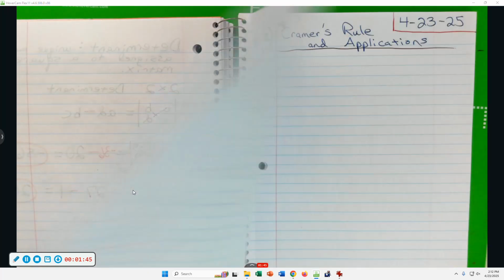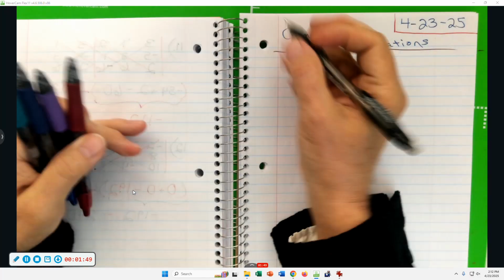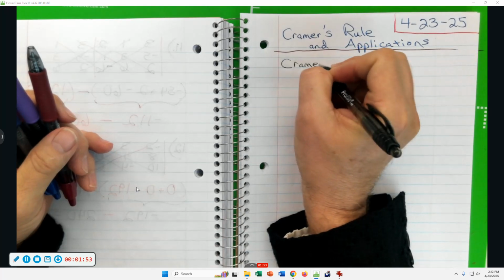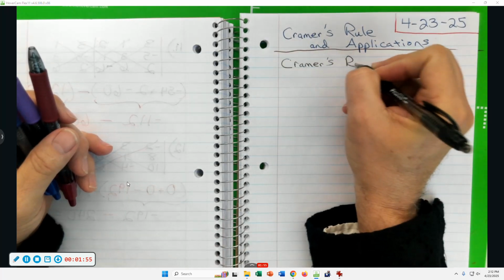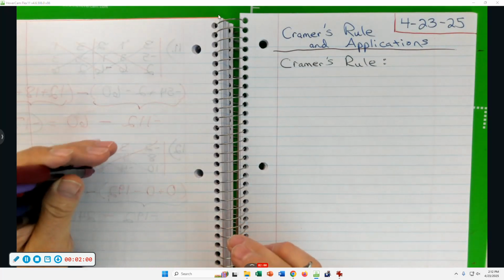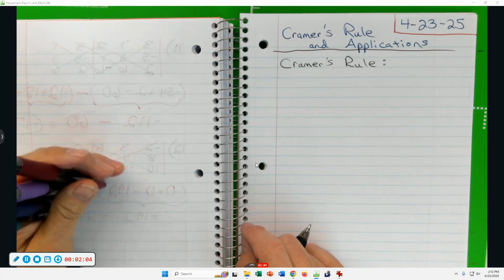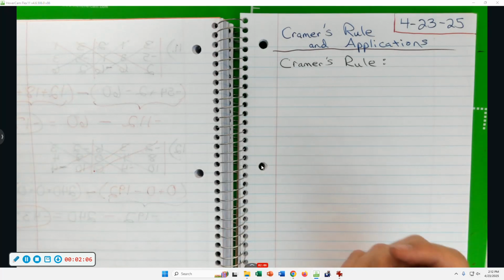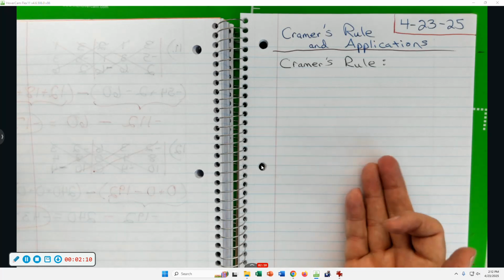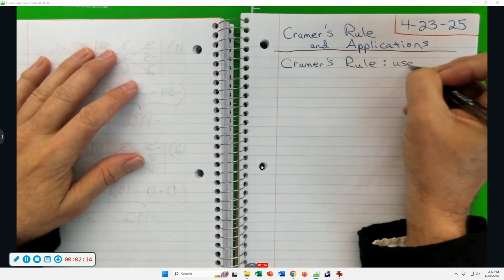And with that in mind, we're going to start today with something called Cramer's rule. Oh, you've already written Cramer's rule. I know it. That's good. You're right, Tim. Cramer's rule uses determinants to solve linear systems of equations. Remember the last time we looked at elimination and substitution? We talked about augmented matrices. This uses determinants.